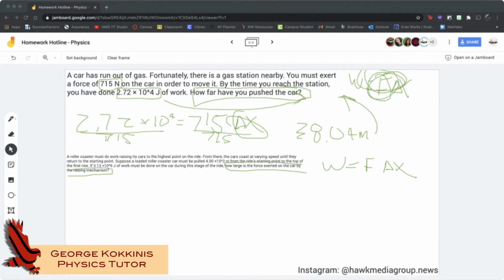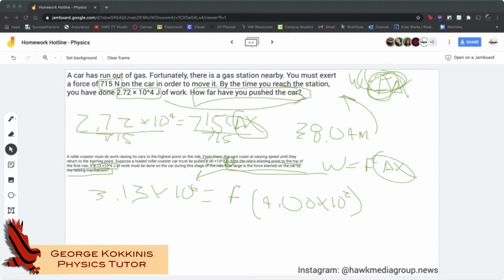Now, if we take a look at one of these numbers, 31.13 times 10 to the 6 joules, right? That is in place of work. And then we skim through this, we see this one right here, right? That is a distance because we see meters, and this is in meters. So work equals force times 4.00 times 10 to the second.